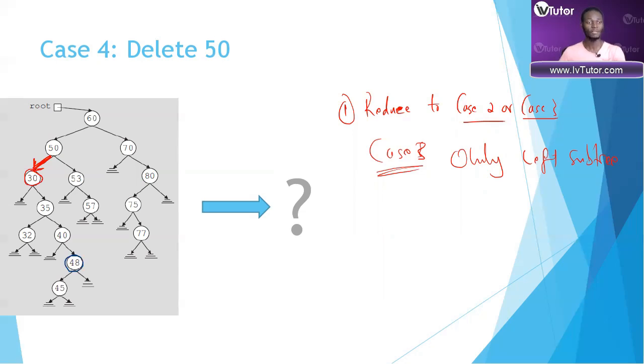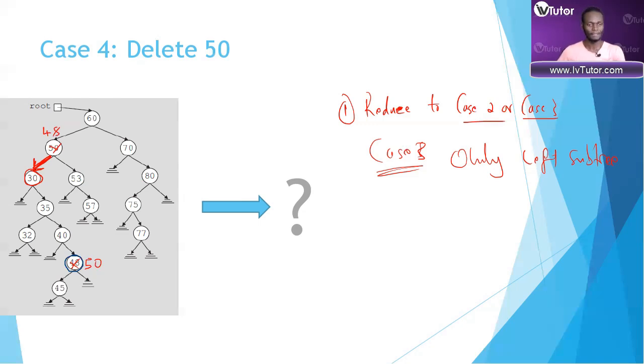Step number 3, swap the node you want to delete with your rightmost node. So after swapping, this node is going to become 48. This one is going to become 50. And now it's case 3, because remember, we want to delete 50 from this list. So we simply swap the values. We don't really swap the actual nodes, just the values.